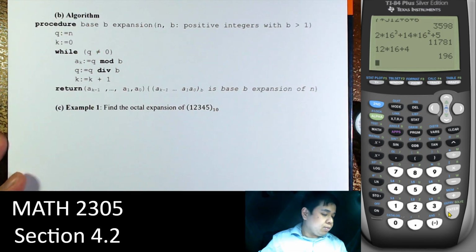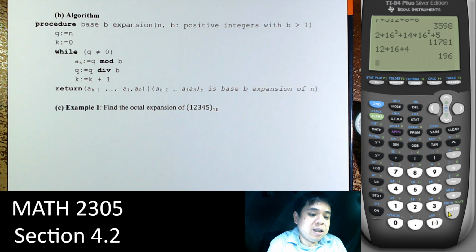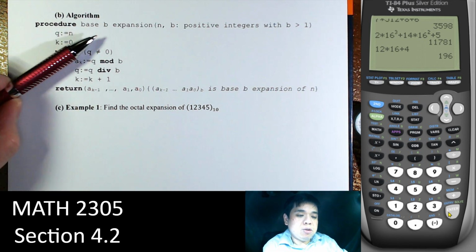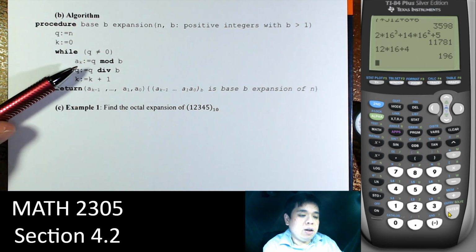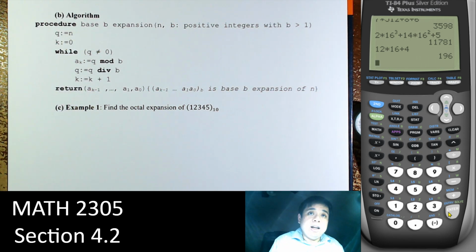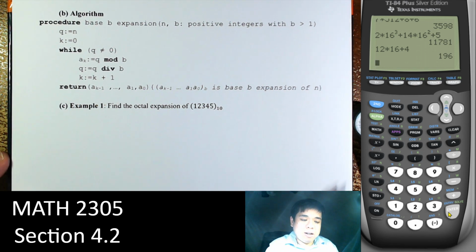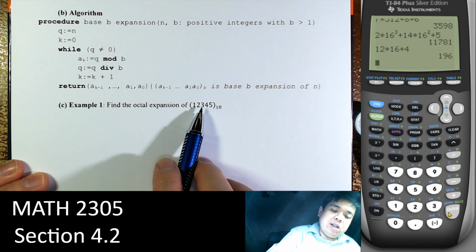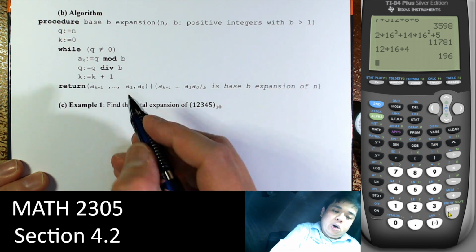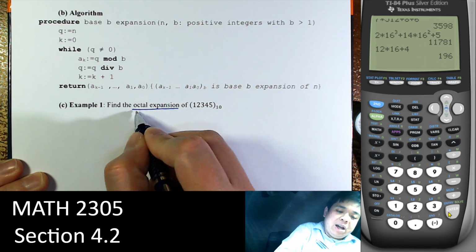So in this case, for the base B expansion, first we're going to divide, and then after dividing, we take the remainder, and then just keep writing every remainder backward. Right. So we start with 12345 into base 8. So for base 8 we have to divide by 8.